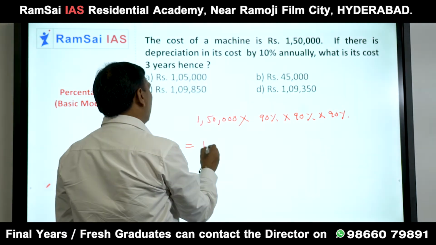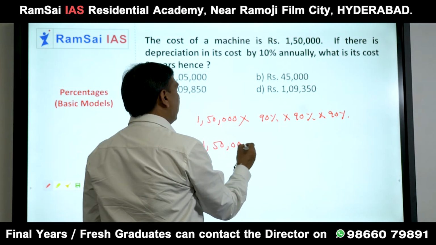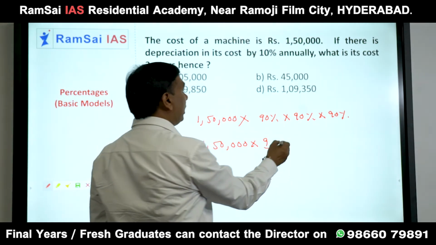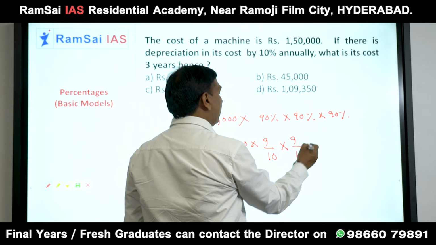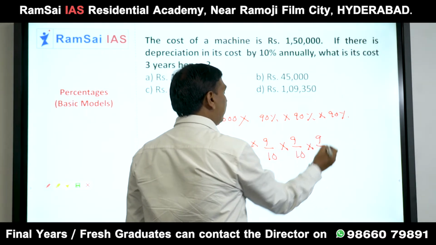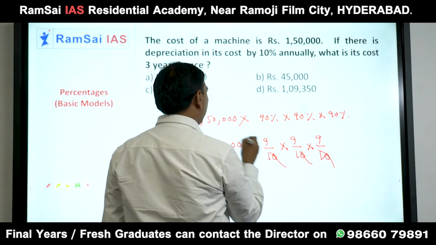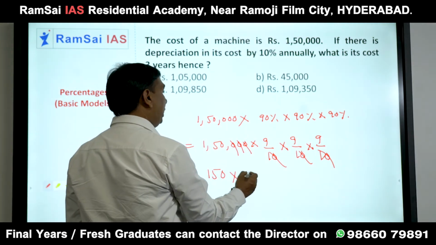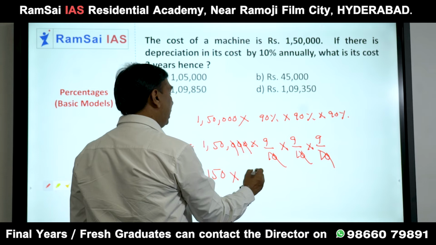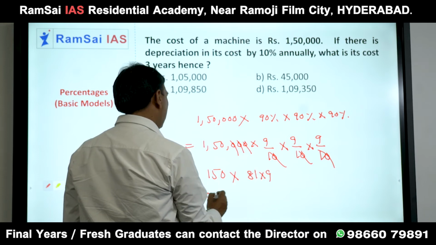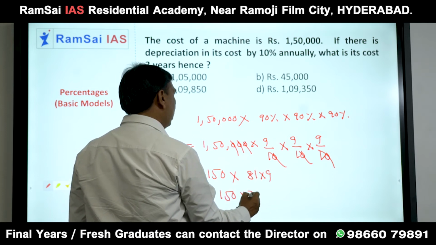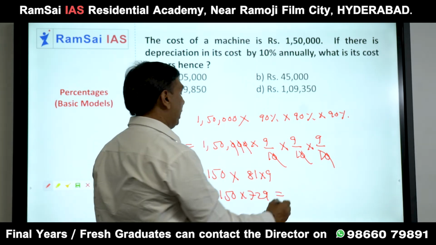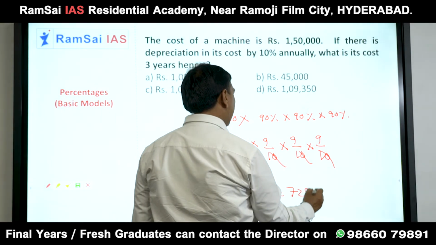What do you mean by that? 1,50,000 into 9 by 10. 90% means 90 by 100 is 9 by 10. Into 9 by 10, into 9 by 10. Okay, 3 zeros here, and you can cancel 3 zeros. So you are left with what? 150 into 81 into 9 means 150 into 729. 100 into 729 is 72,900.